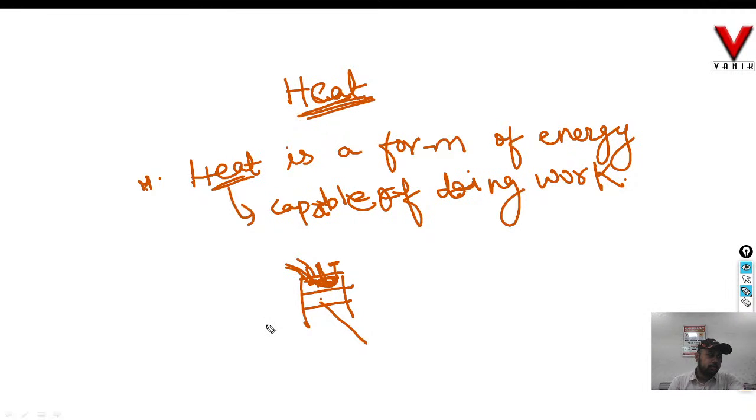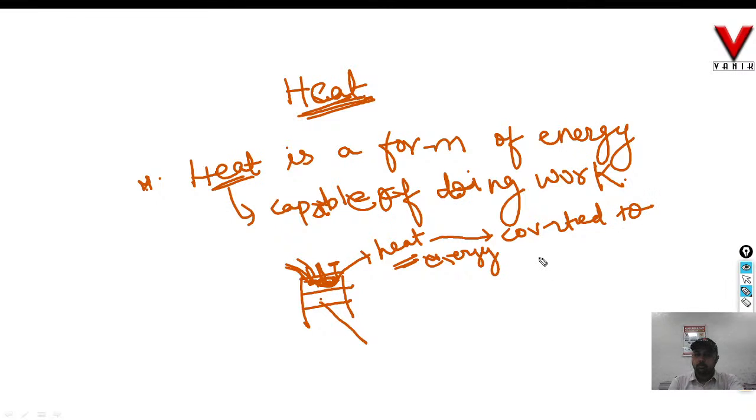Okay, combustion is taking place inside the cylinder of this engine. Now what is happening over here is that once the combustion has taken place, heat is being produced. That heat, or this heat energy, is converted to mechanical energy. Okay, so in this way heat is capable of doing some work.